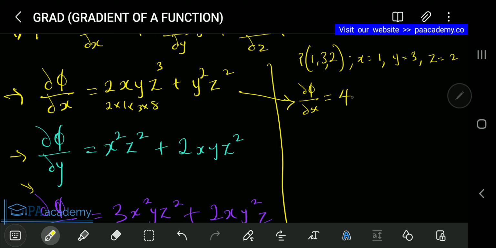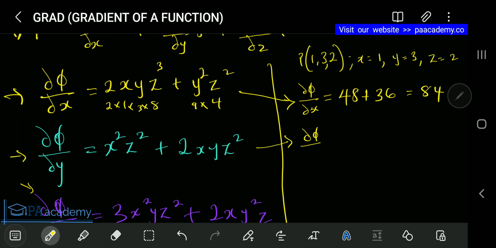So we'll be having 48 plus, for this now, y squared z squared. So y squared is 9, that's 3 squared, times z squared, which is 4. So that will give us 36. Very good. So 48 plus 36 will give us 84. So we are done with that. Now let's go to this.